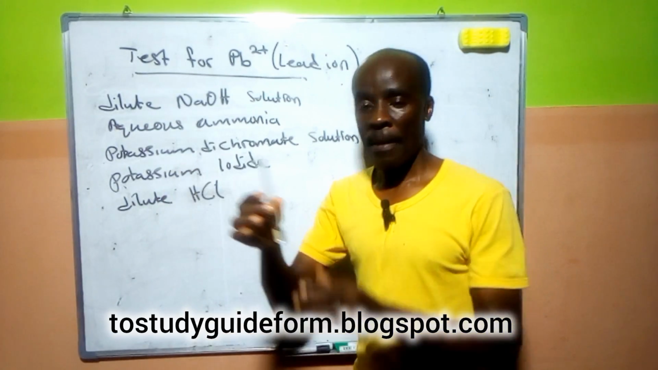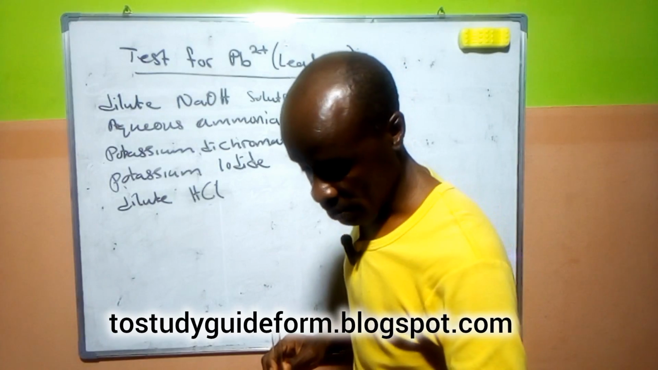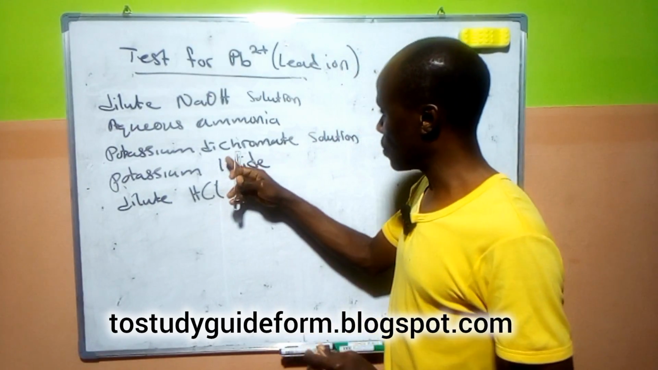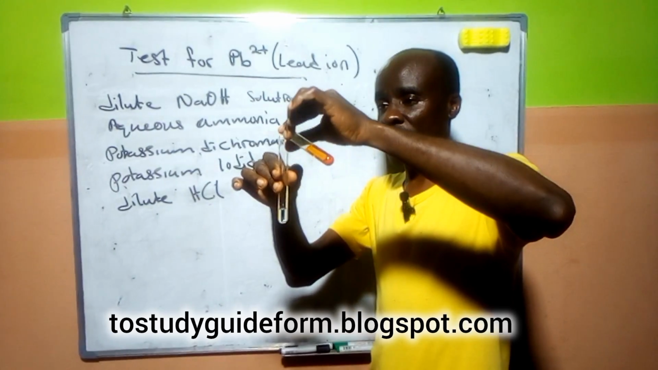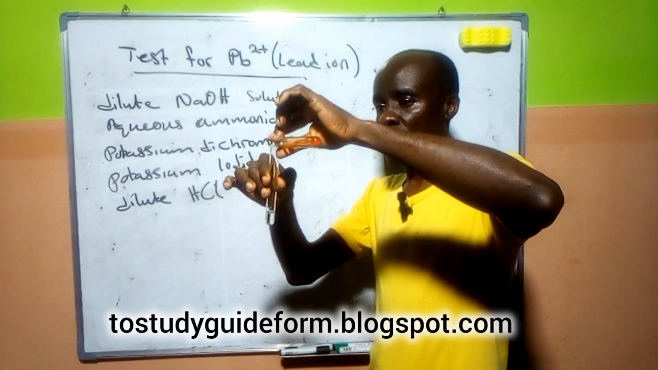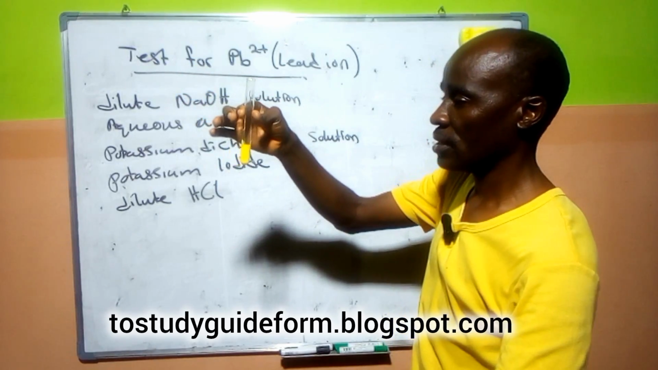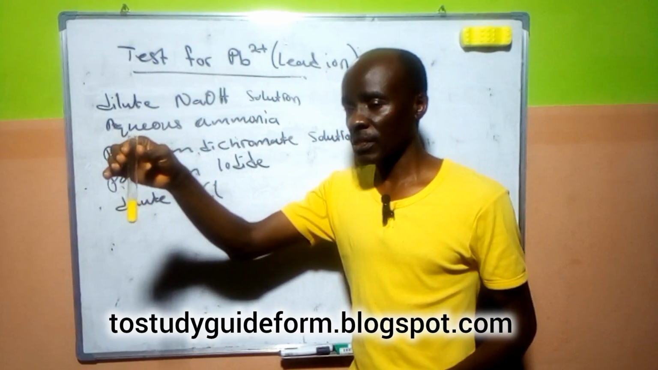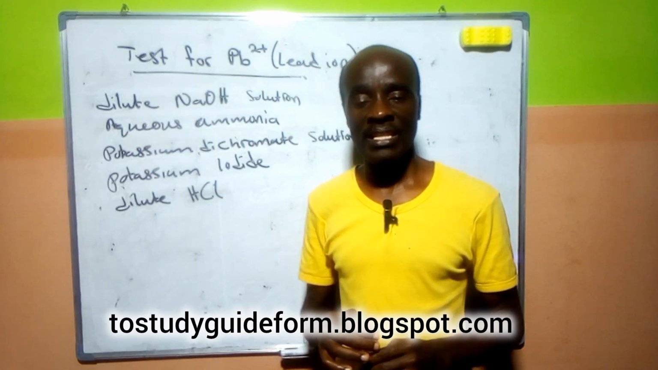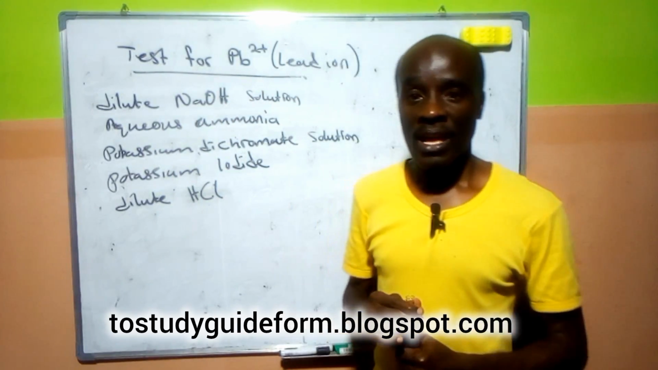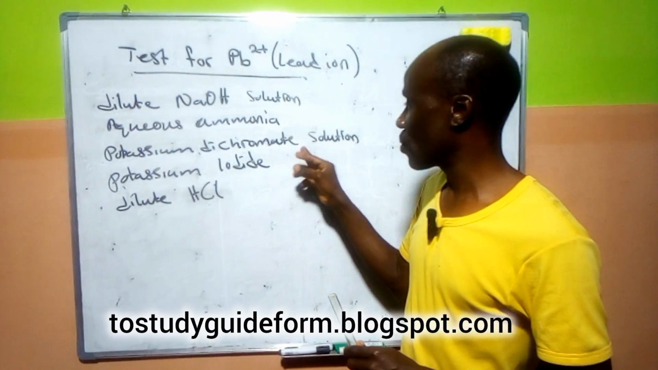So this is our lead ion solution. We add potassium iodide, potassium dichromate. This is potassium dichromate. When we add it here, we have a yellow precipitate. This yellow precipitate indicates the presence of lead ion. Lead ion always gives us a yellow precipitate with potassium dichromate solution.